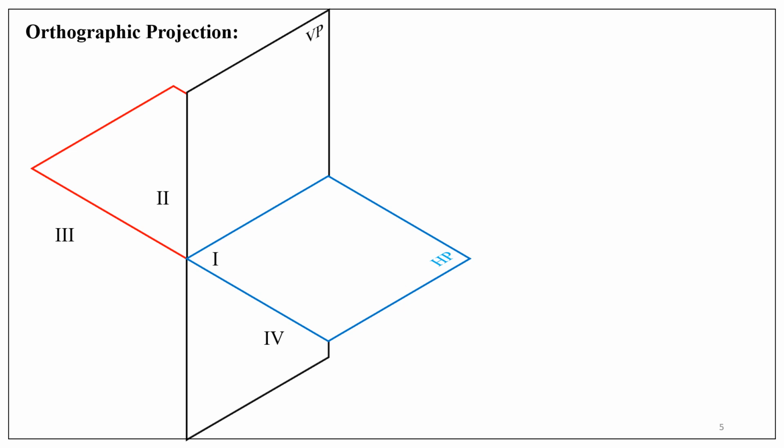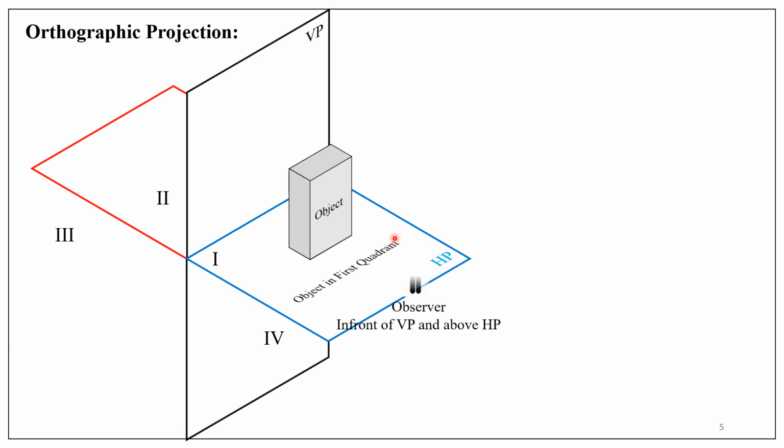Okay, after discussing the necessity for engineering drawing and learning about projection, it's time to discuss our topic, orthographic projection. So what is the difference between projection and orthographic projection? As usual, we have two mutually perpendicular planes of projections, VP and HP, and the object is present in first quadrant. The observer is standing in front of the vertical plane and above the horizontal plane.